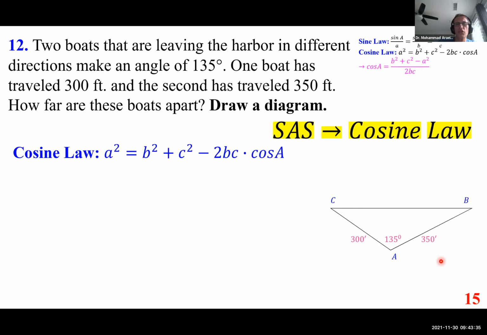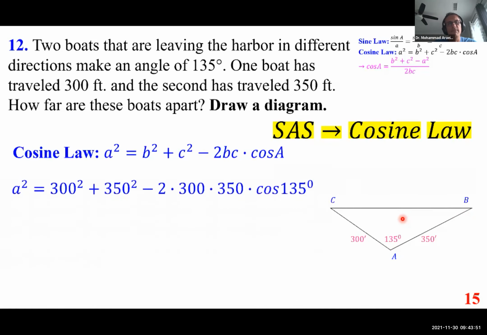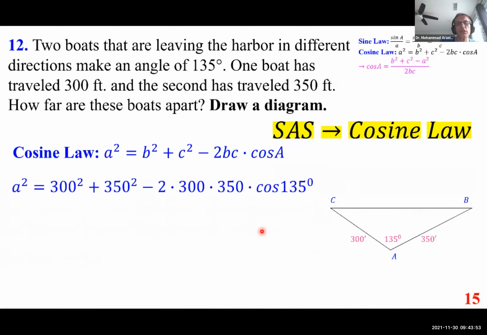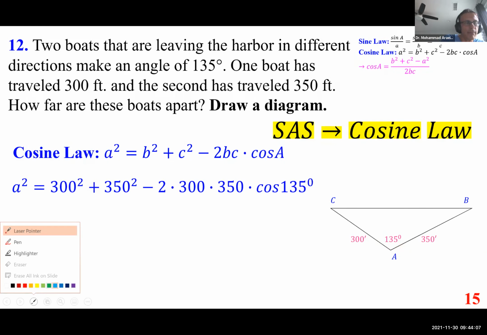So this is the general form. So A, actually BC is A. Okay, BC squared or A squared is equal to the side squared, this one squared, minus 2 times the first times the last, and the cosine in between. So a squared is 300 squared plus 350 squared minus 2 times 300 times 350 cosine of the included angle. They call that the included angle. Let me just write that actually.